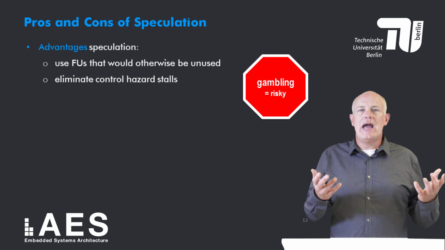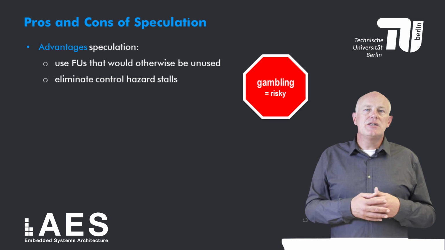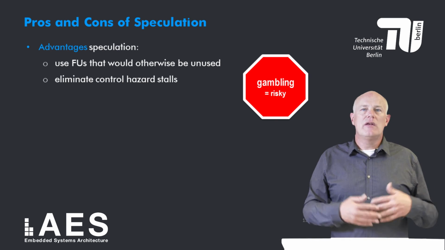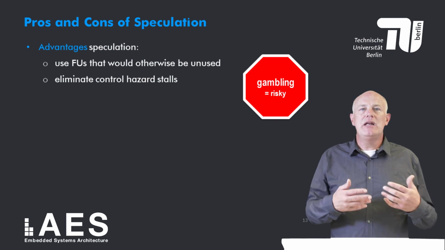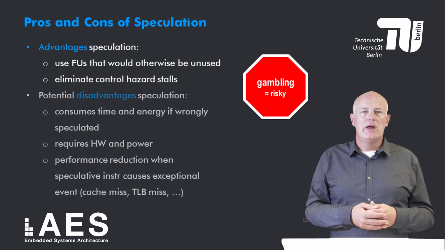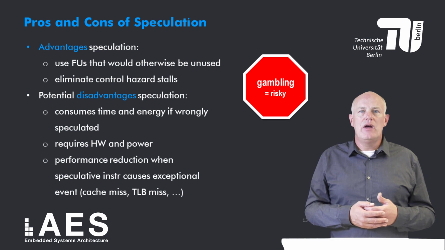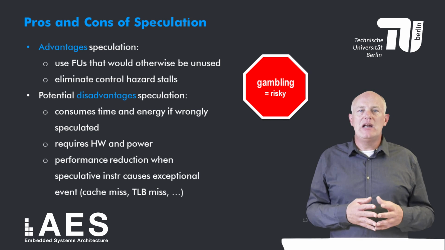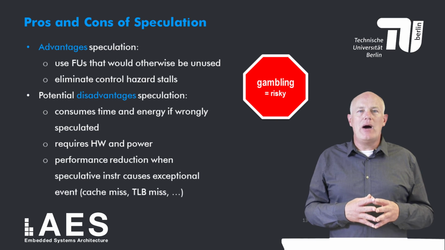Speculation is a kind of gambling, and we all know that gambling is risky. The advantages of speculation are that it allows using functional units that would otherwise be unused for several cycles and that it eliminates control hazard stalls. Speculation also has a number of disadvantages, however. First, it consumes time and energy, which is wasted when the speculation was wrong. Second, it requires additional hardware and power.